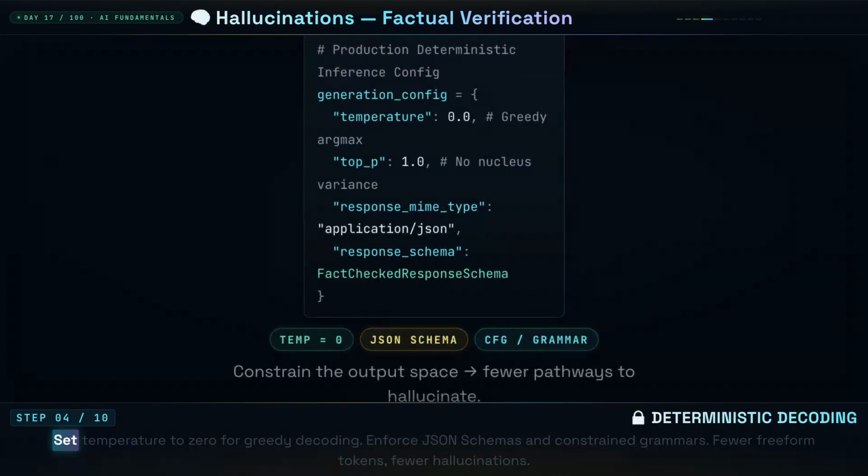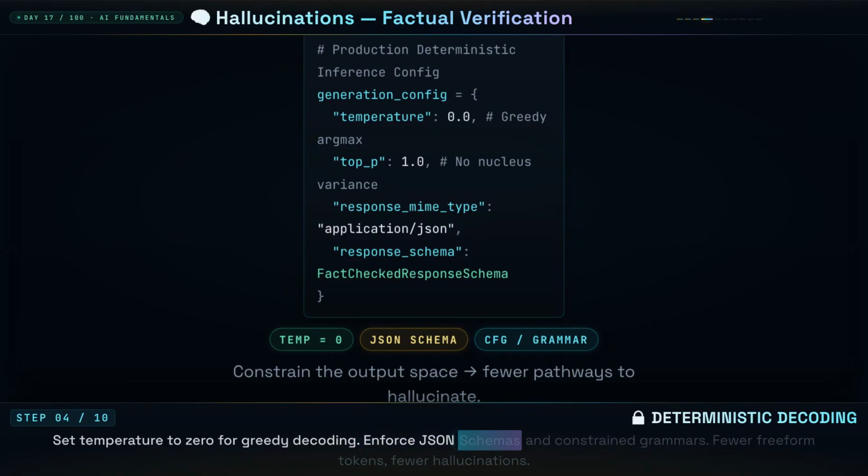Your first line of defense is your inference configuration. For factual extraction, data parsing, and zero-shot question answering, set your sampling temperature to 0. Temperature 0 enforces greedy decoding. Argmax token selection at every step, eliminating random sampling noise.